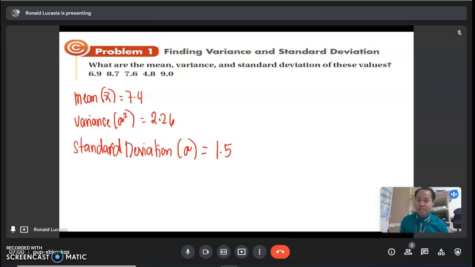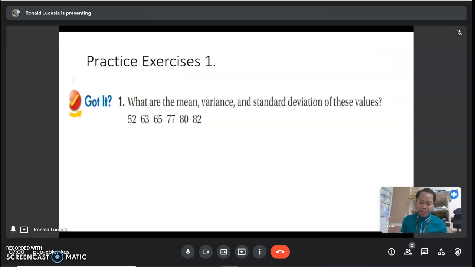The standard deviation will tell us how far the scores are around the mean. So when you have 6.9 here, this is 1.5 standard deviation below the mean. We have 8.7 there, which is 1.5 standard deviation above the mean. Okay, so I want you to try practice exercises number 1.